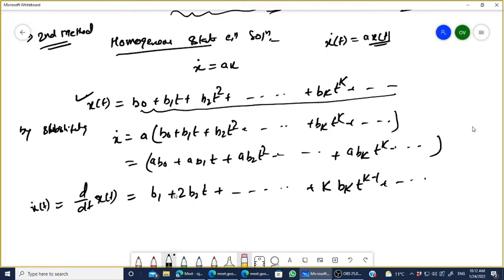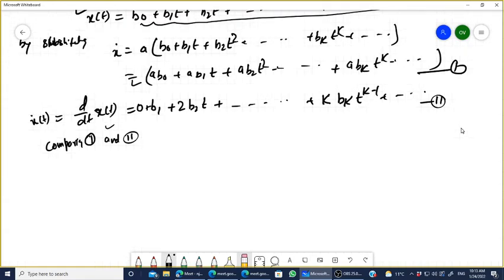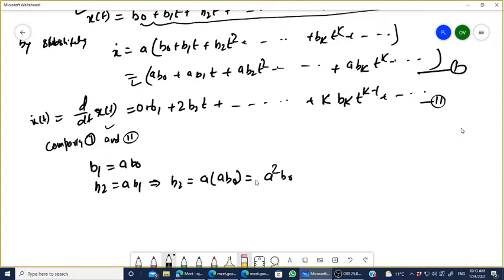यही तो होगा अगर आप इसको सॉल्व करें तो. First term will be 0, right? So compare, this is the same equation, x dot t, this is also the x dot t, this is also x dot t. Comparing equation number 1 and 2, what will become? What you got? You can say that b1 is nothing but a b naught. b2 is nothing but a b1. And what is b1? b1 is a b naught. You can say b2 is equals to a b1, and it is a b naught. This is a square b naught, right? Am I right? Any problem? कि गलत है?